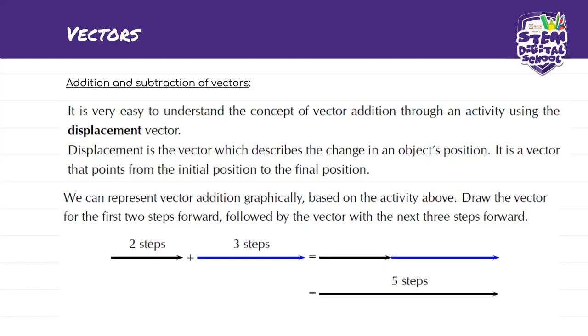So that's what they mean when they talk about displacement in a vector, and that you only choose your initial point to your final point. So the route that happened throughout doesn't really account for. What's most important is your start to finish.